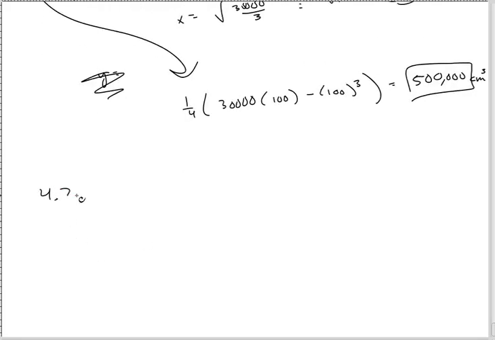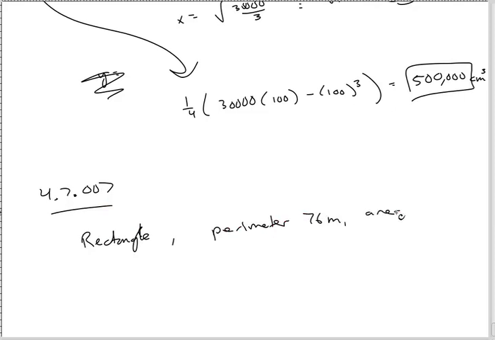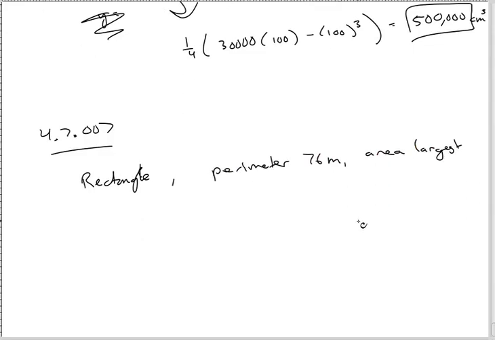Okay, 47007. It says I have a rectangle. They want to find the dimensions of it, and the perimeter is 76 meters. You want the area to be the largest, so the area is a maximum. Find the dimensions, basically the length and the width. So this is an X and a Y, and that's what we're looking for here.